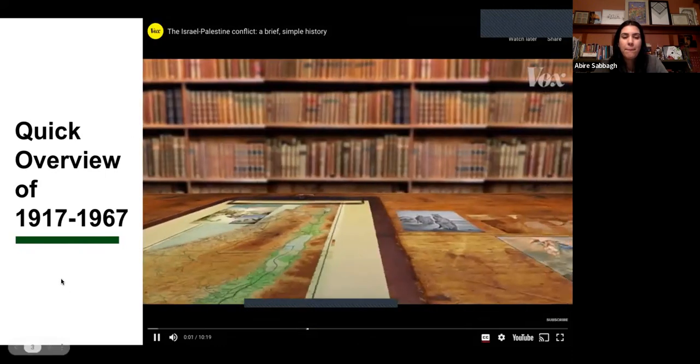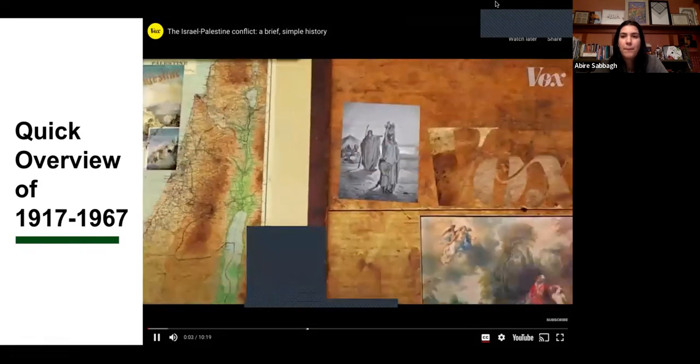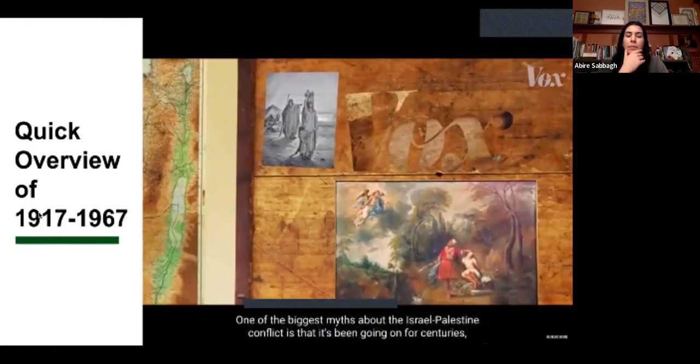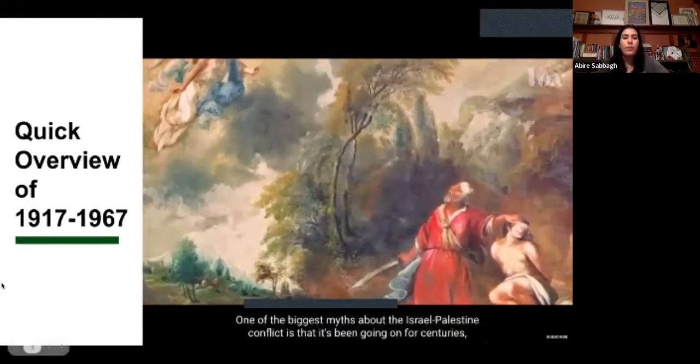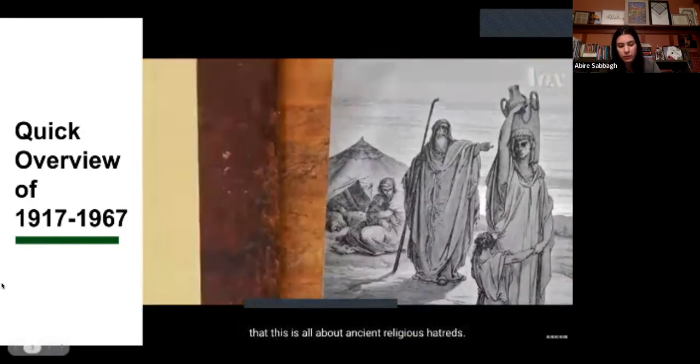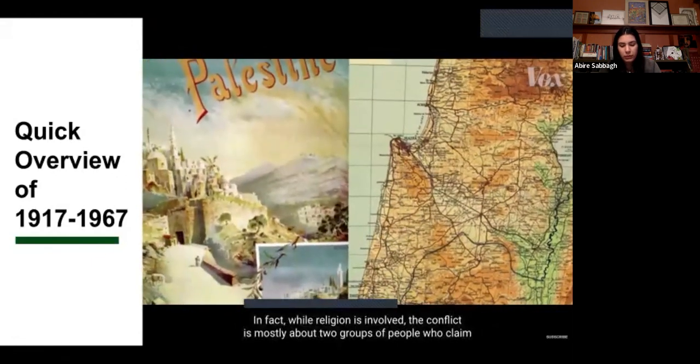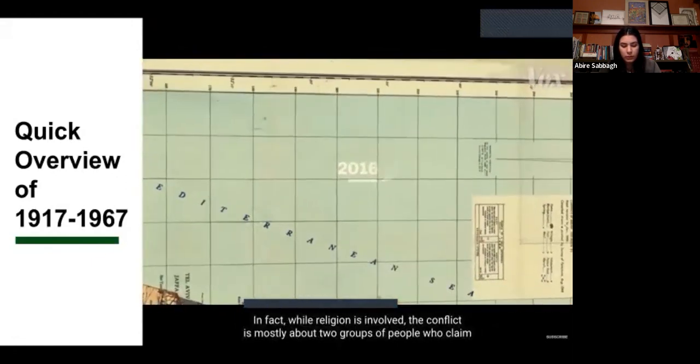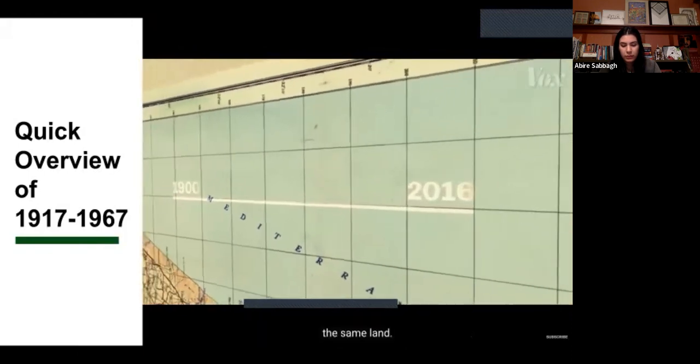One of the biggest myths about the Israel-Palestine conflict is that it's been going on for centuries, all about ancient religious hatreds. In fact, while religion is involved, the conflict's mostly about two groups of people who claim the same land, and it really only goes back about a century to the early 1900s.